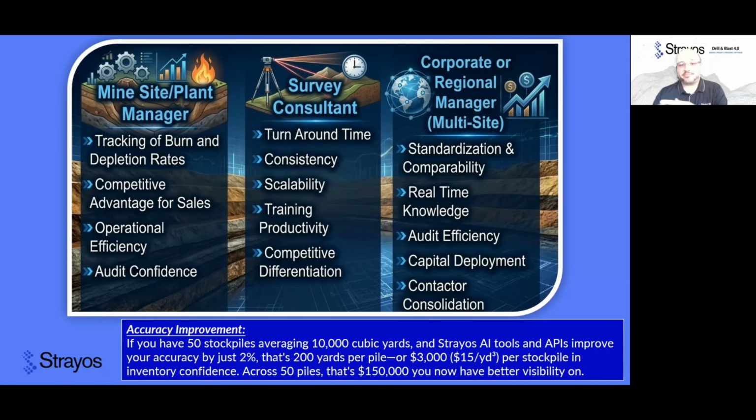Capital deployment. Maybe we don't need to keep as much material on the ground because we have a lot more confidence in our volumes and what we are getting in more real time because we're doing, let's say, those automated workflows. And then we also have contractor consolidation too. So if you're bringing in different contractors for things, maybe you can start to organize a little bit more of that with that standardization and comparability. So things to keep in mind.